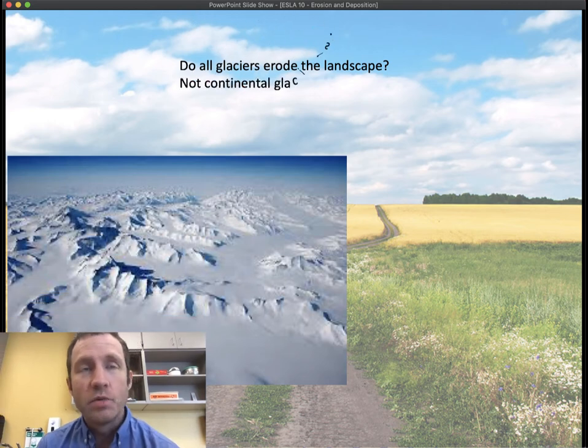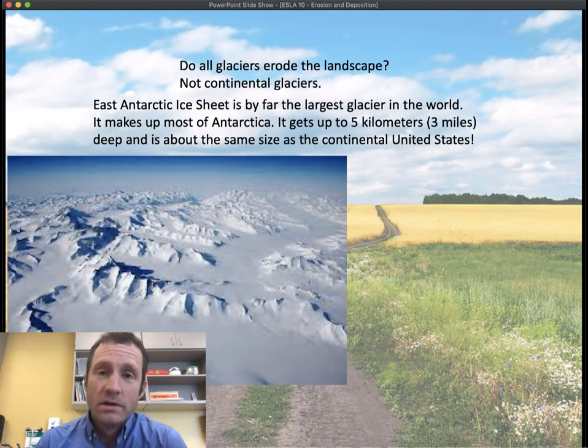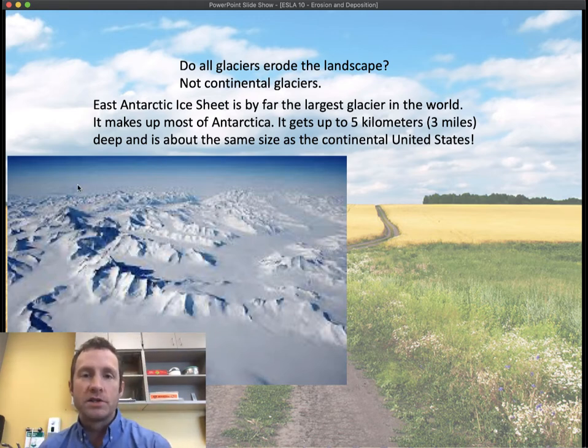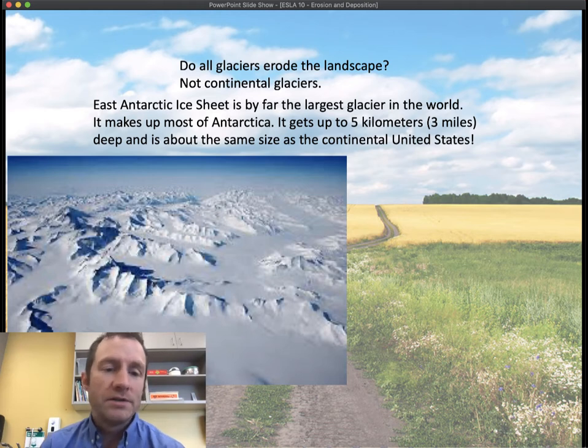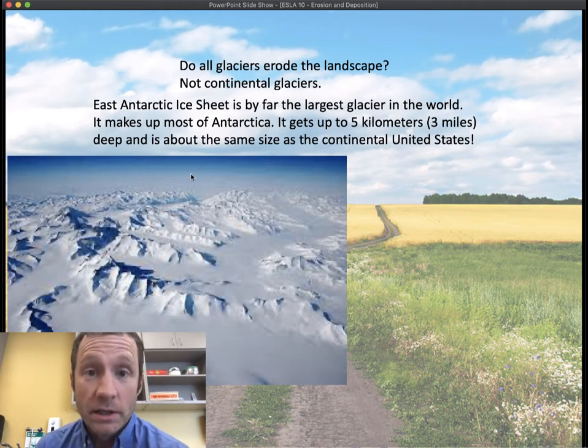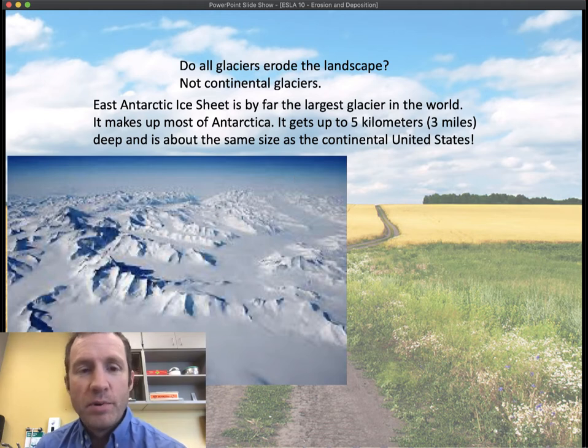So just like a swamp is not a place where mass wasting can take place, or where rivers can carry a load because it's just stagnant water, sediment will not be moved around much in those conditions. The same is true of continental glaciers. And interestingly, there is an enormous continental glacier at the South Pole.